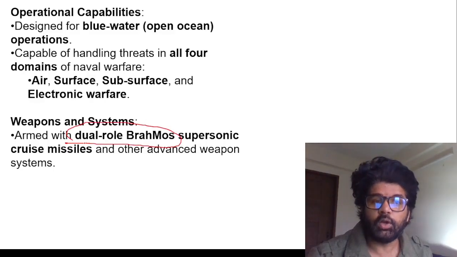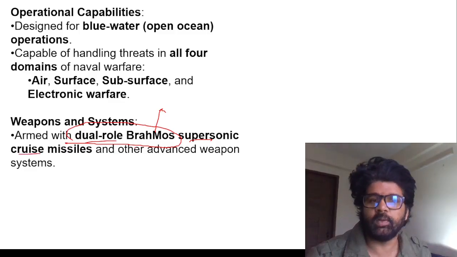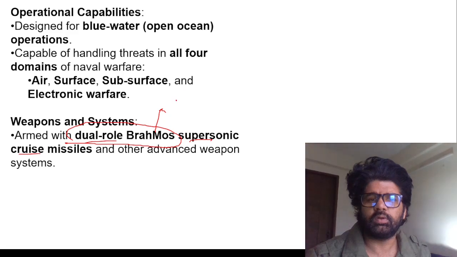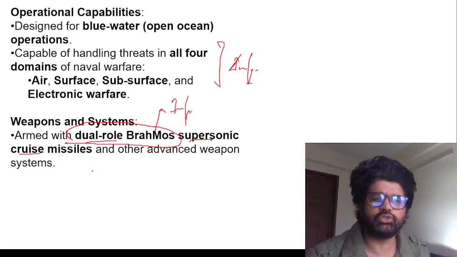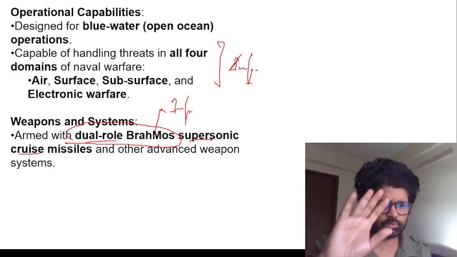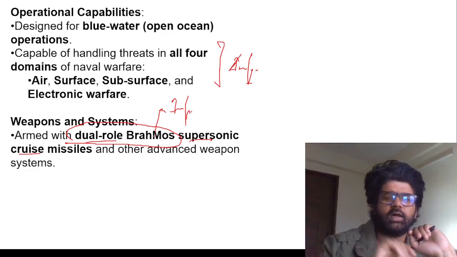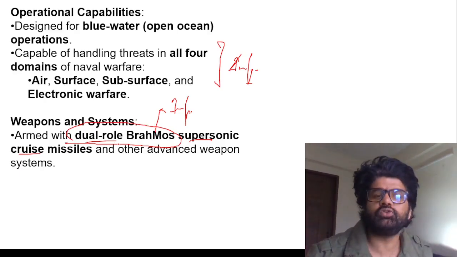Now this is important. Dual, first of all, BrahMos, it's a supersonic cruise missile. So there are so many terms in this particular article. This is important. This is also important. So we have to understand these things. Dual role means it can target ship based, let's say there is an enemy ship, it can target that also. It can target objects on land also. So that is BrahMos dual role.